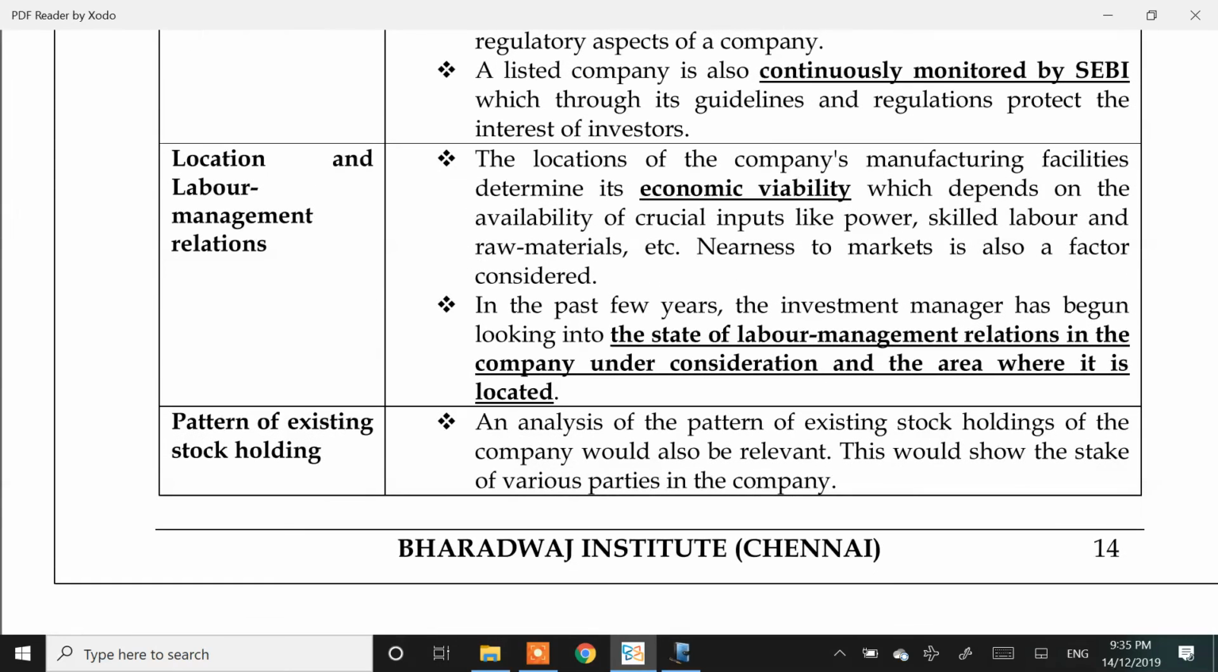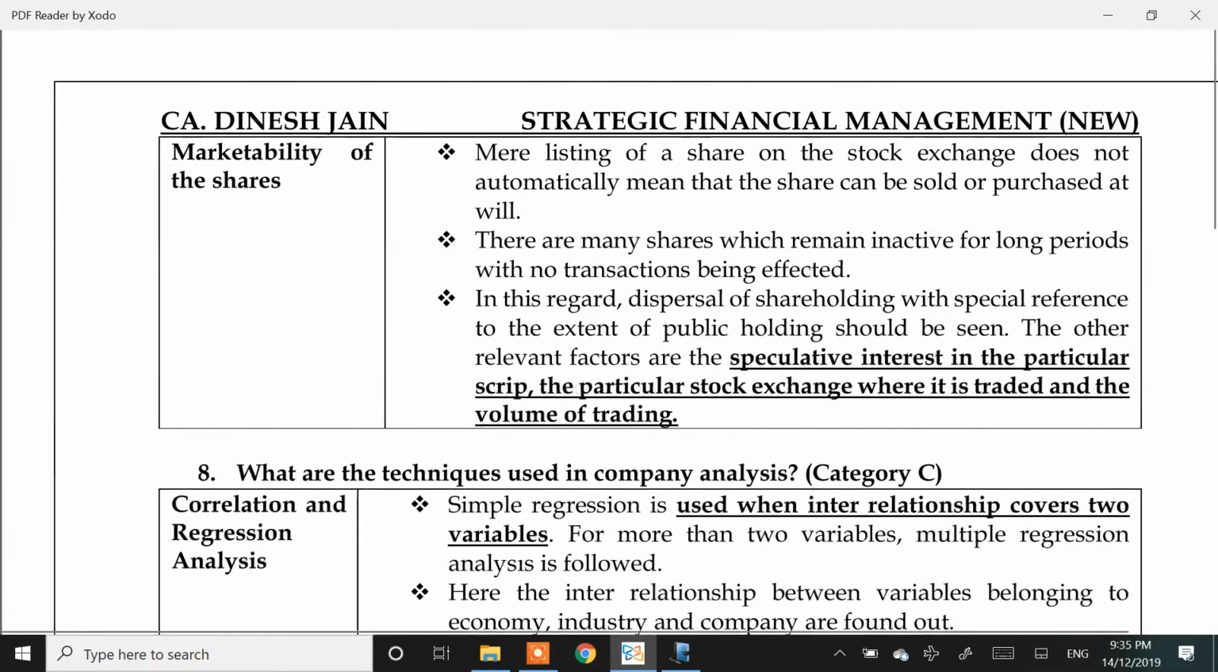The existing shareholding pattern can also indicate whether there are any big investors in the company, whether mutual funds are investing in the company. So that is also important, and there should also be marketability. People should be buying and selling the shares. There should be a lot of purchase and sale which should happen. If there is no major purchase and sale happening, then you don't know how you will move out of this company.